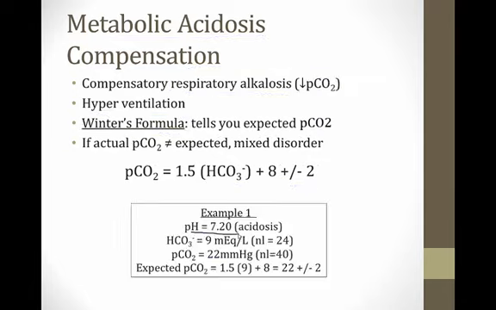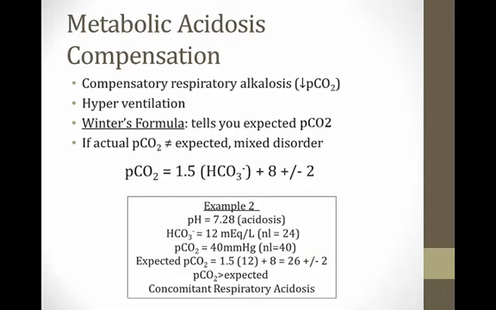So suppose you have a pH of 7.2 and that's an acidosis, and the bicarbonate level is 9. That's low. The normal bicarbonate level is 24, so this is a metabolic acidosis. And the PCO2 is 22. That's also low. Normal is 40. So if we plug these numbers into Winner's formula, the expected PCO2 is 1.5 times 9 plus 8, which equals 22, plus or minus 2. So we should have a PCO2 anywhere between 20 and 24, and we do. Our PCO2 is 22. So this means there is no secondary disorder. This is a simple metabolic acidosis with nothing else going on. Winner's formula has helped us to figure that out.